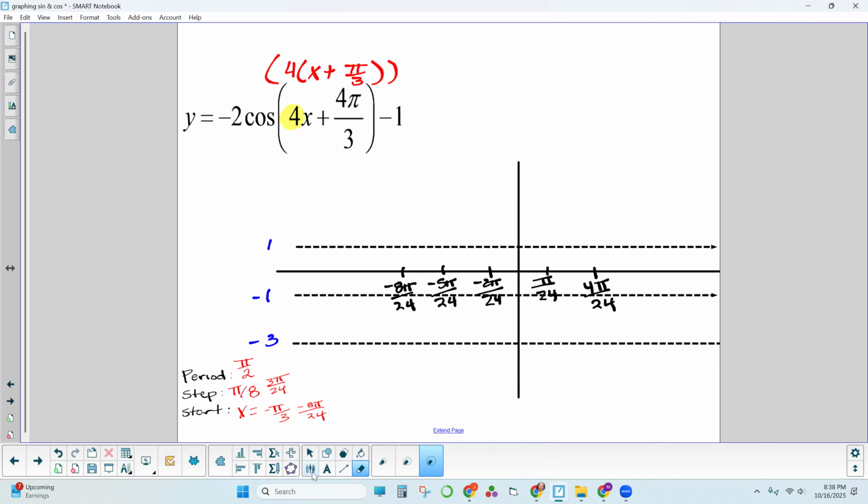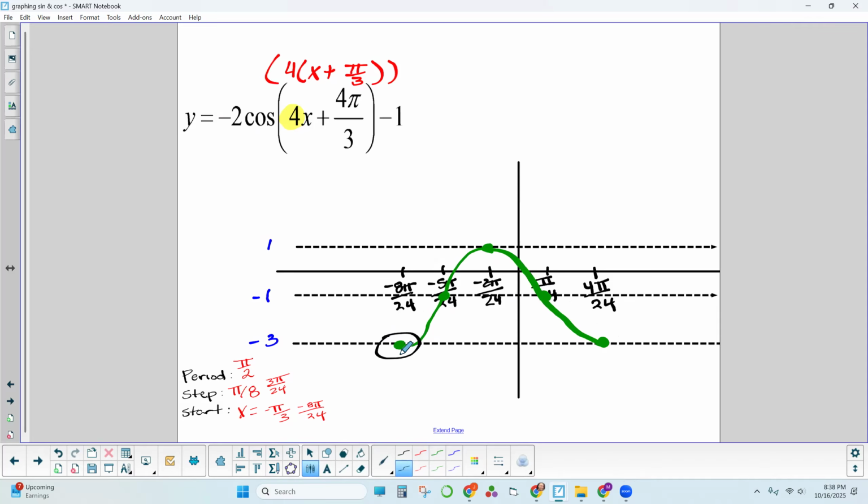All right. So this is a cosine graph, which starts high typically, but it's been reflected. So this is going to start low. Go to our midline, our high line, midline, back to our low line. We'll connect these, and there is 1 period of cosine. I always like to circle my starting point.